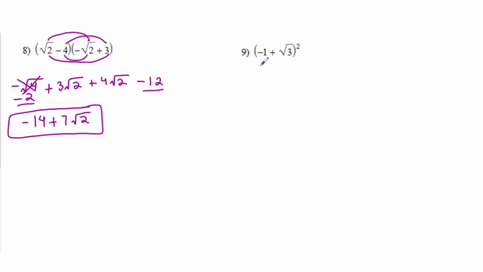Number 9 is actually the same type of problem, but you have to remember that you write it twice so that you can FOIL. You can't just square both of the things in parentheses, call it good, because what we're really saying is negative 1 plus the square root of 3 times negative 1 plus the square root of 3, which means FOIL. So negative 1 times negative 1 is 1. Negative 1 times square root of 3 is negative square root of 3. Square root of 3 times negative 1 is negative square root of 3 again. Square root of 3 times square root of 3 is square root of 9.